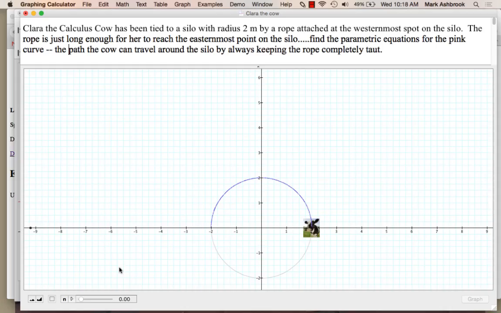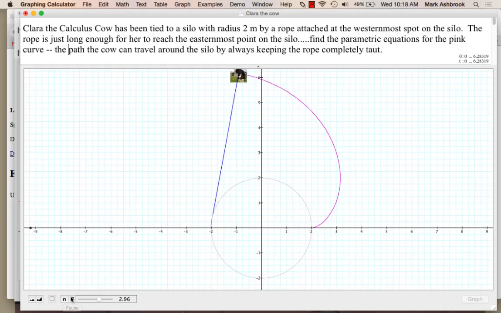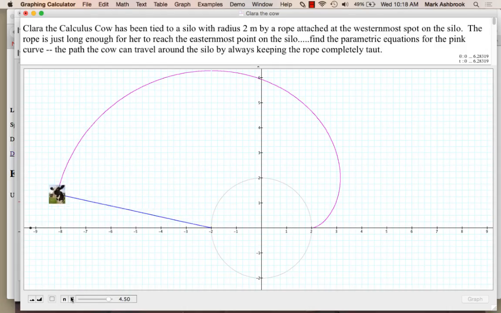So if she walks out keeping that rope tight, this is what her path will look like. She's going to walk out, and she's going to keep that rope as tight as she can. And this is what it'll look like as that rope unravels off the silo. And that pink curve will be her path as she does that. All right, and there's a fence down here, so she can't go past the fence. And so she'll come back. Okay?